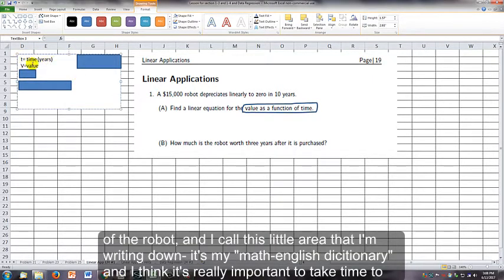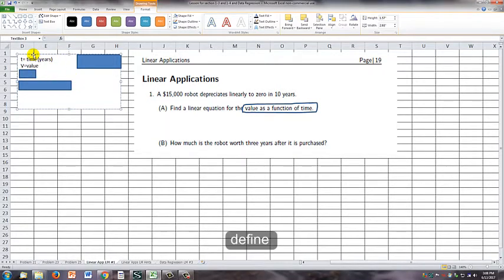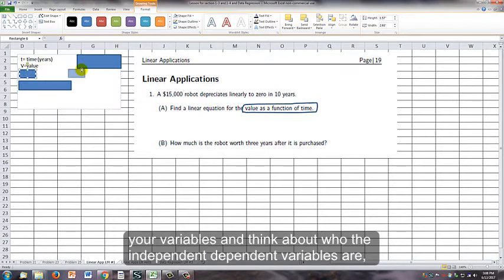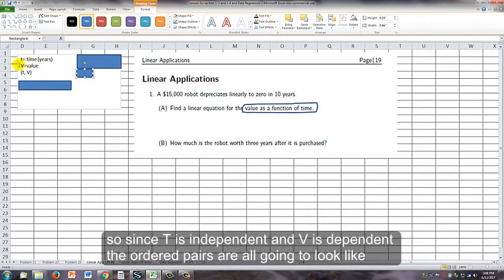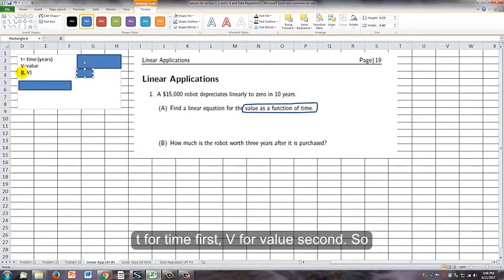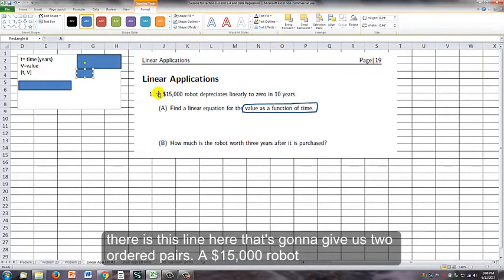And I call this little area that I'm writing down my math English dictionary, and I think it's really important to take time to define your variables and to think about who the independent and dependent variables are. So since t is independent, v is dependent, the ordered pairs are all going to look like t for time first, comma, v for value second. So there is this line here that's going to give us 2 ordered pairs.